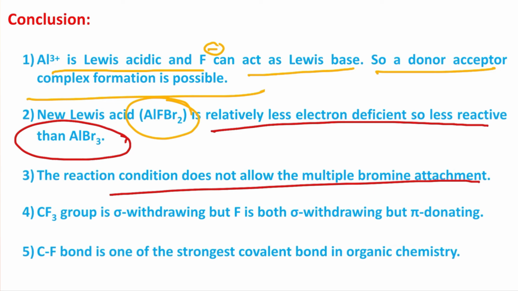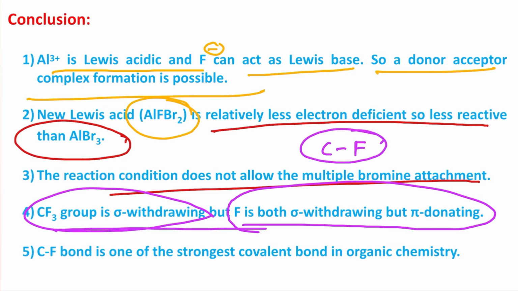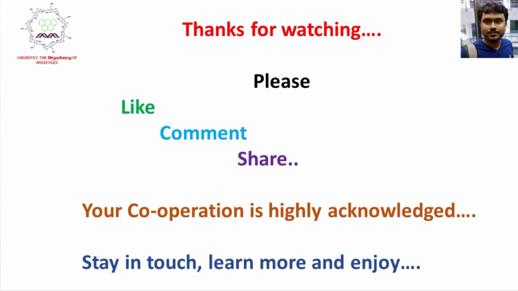I have explained why. And the CF3 group is withdrawing, but it is only sigma withdrawing, whereas this fluorine is sigma withdrawing and pi donating. That's the interesting thing. If you see, this carbon fluorine bond is one of the strongest, although it is the strongest, still it is replaced by this bromide. The CF bond is the strongest covalent bond in organic chemistry. As I told you, CF4 is the most stable carbon tetrahalide, and I have already discussed an MCQ on this. So this is the end of the discussion.